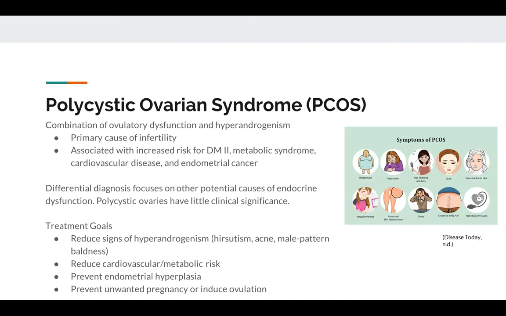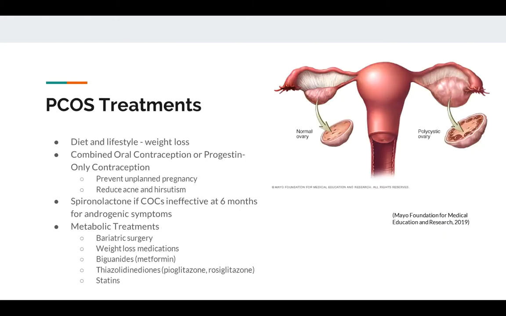The goals of treatment are going to be to reduce as many of the signs of high androgen levels as possible, so a lot of those bothersome symptoms of hairiness, acne, male pattern baldness. We want to reduce risk factors for endometrial cancer, cardiovascular, and metabolic disease. And then we also, because these patients ovulate in such a random fashion, not a cyclical fashion, we need to be careful that we either help the patient prevent a pregnancy if they're not hoping to get pregnant, or we may refer them or assist them in helping them to induce ovulation if they do want to get pregnant.